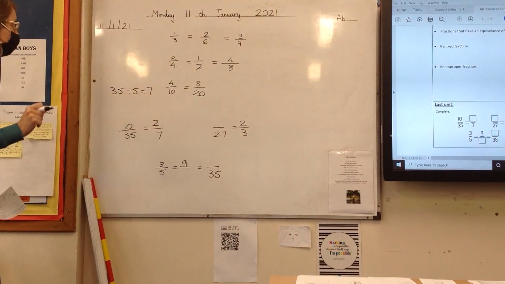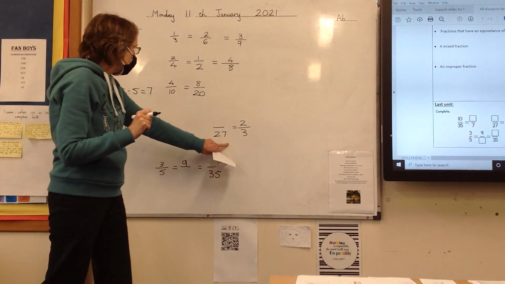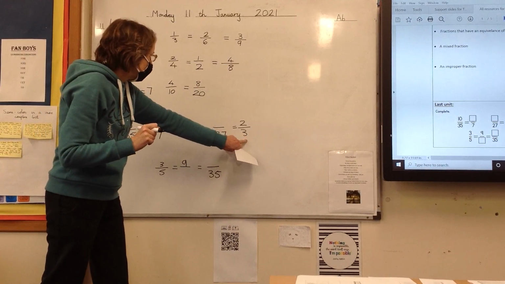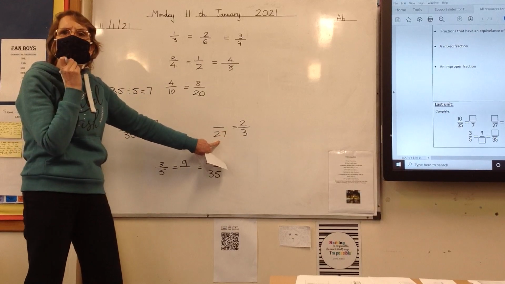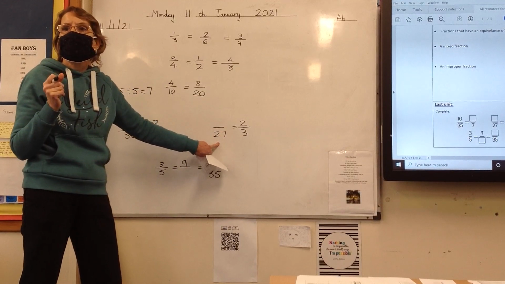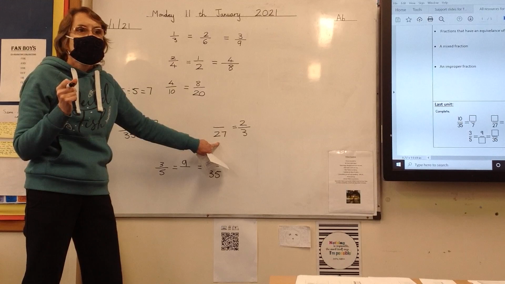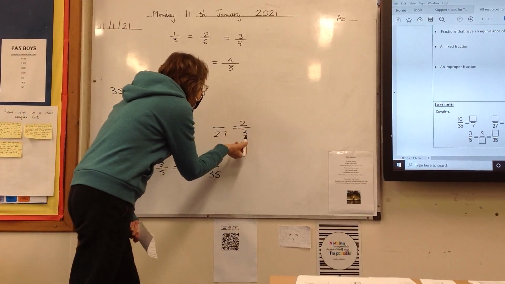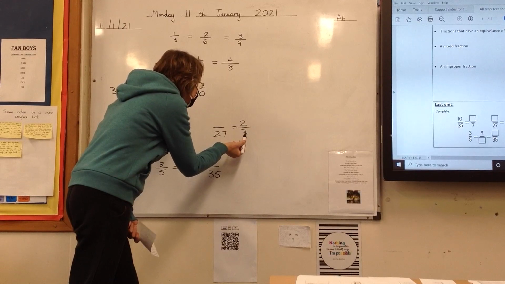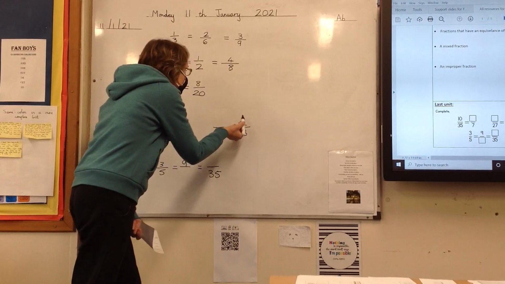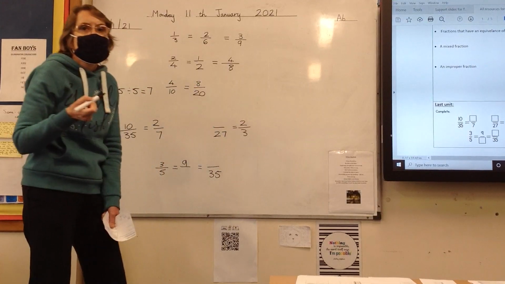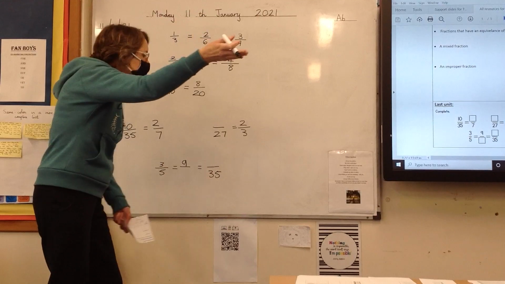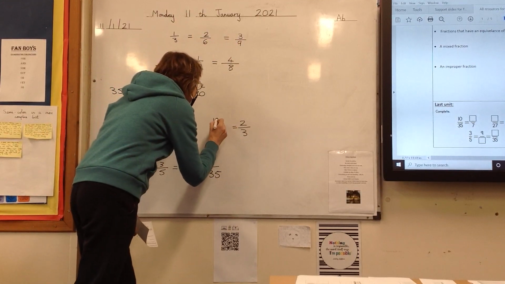Well done. Okay. What have I done to 27 to make it into 3? Or, you might find it easier to do it the other way around. What have I done to 3 to make it into 27? How many 3s in 27? 9. Well done. So, 9 3s in 27. I multiplied that 3 by 9 to make it into 27. So what must I do to the 2? If I multiplied that by 9, I need to multiply the 2 by 9, which will give me 18. Good.